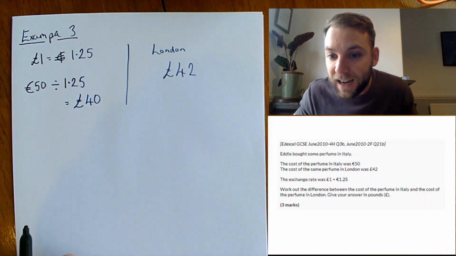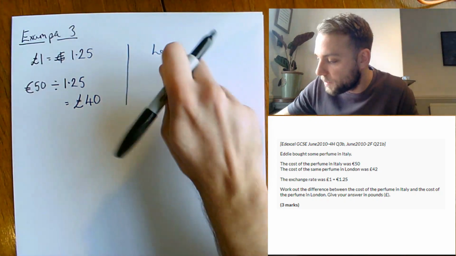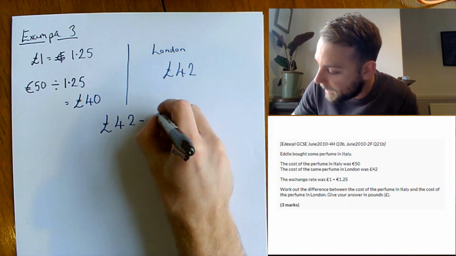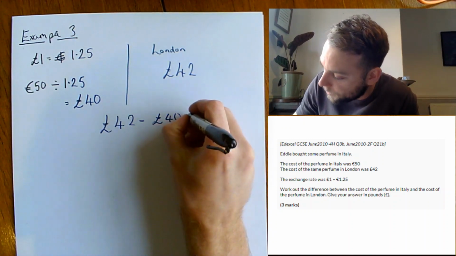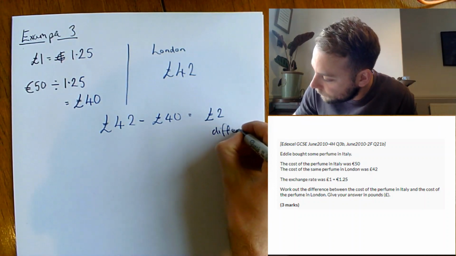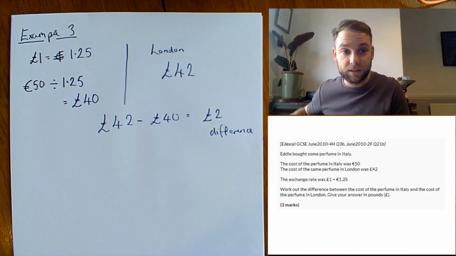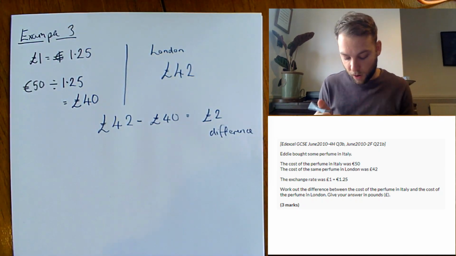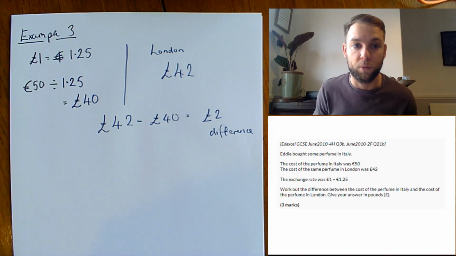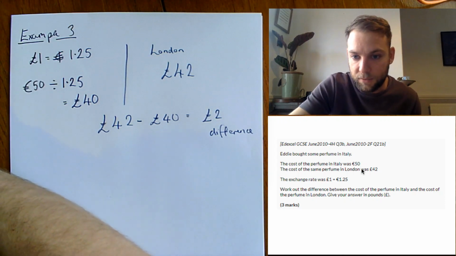So work out the difference in the cost between the perfume in Italy and the perfume in London. Well, it's more expensive in London, but the difference between this is going to be equal to the 42 minus the 40, which is equal to £2 difference. And there we go. That's that one done. Again, nice and straightforward, but they do look quite tricky, these questions, because they're so wordy. Do not be scared by the fact there's so many words in here. Just take your time and work your way through it. Okay, let's have a look at the next question.